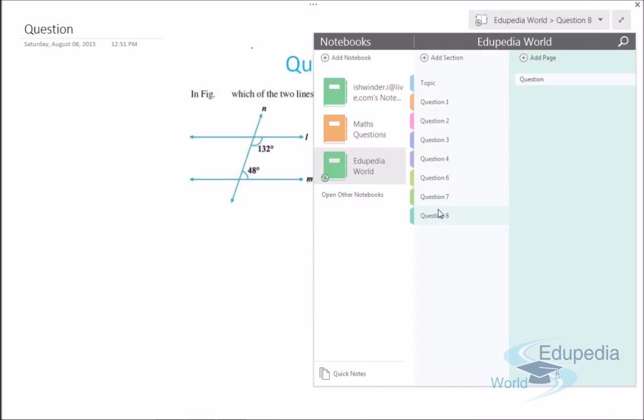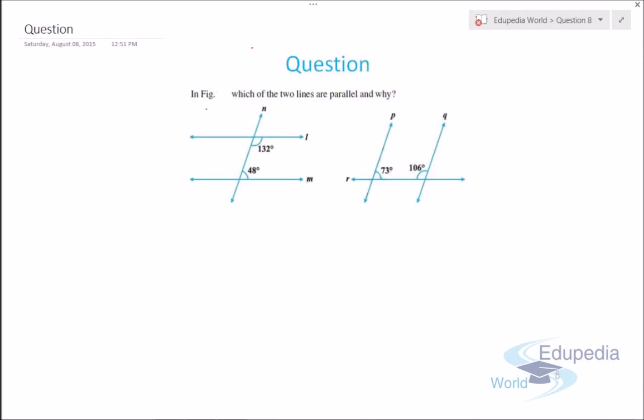Question number 7 says: which of the two lines are parallel and why? We are given two figures, figure 1 and figure 2. We have to prove which of the two lines are parallel, either L and M, or P and Q. So let's take the first figure. Now if two lines are parallel, then their co-interior angles should sum to 180 degrees, as we have discussed that the sum of co-interior angles is equal to 180 degrees if the corresponding lines are parallel.